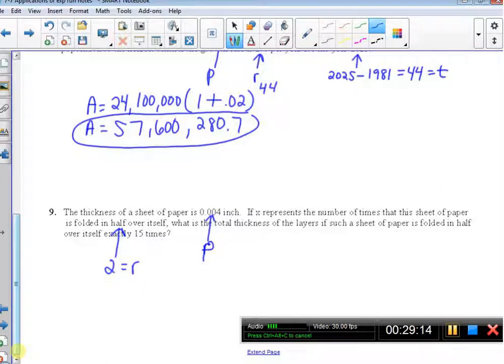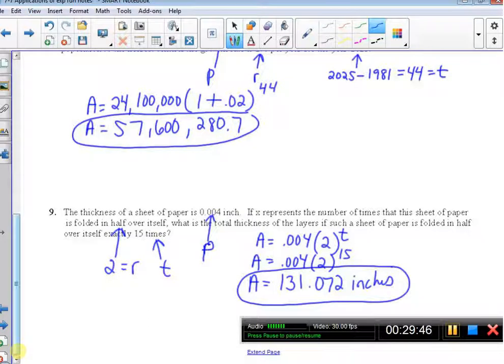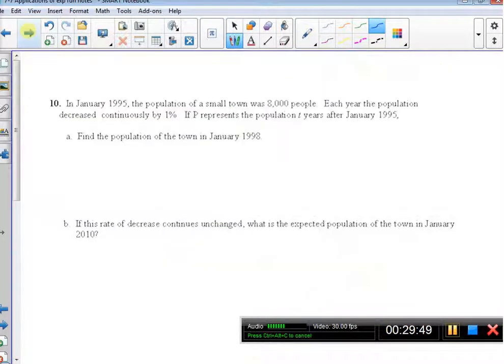And then 15 is the year. So we end up with A equals 0.004 times 2 to the t. And that's 0.004 times 2 to the 15th. So your thickness of paper, if you tried to fold it 15 times, would be 131.072 inches. That should make sense. It would get pretty thick, and I had a hard time folding it over after the 6th time.